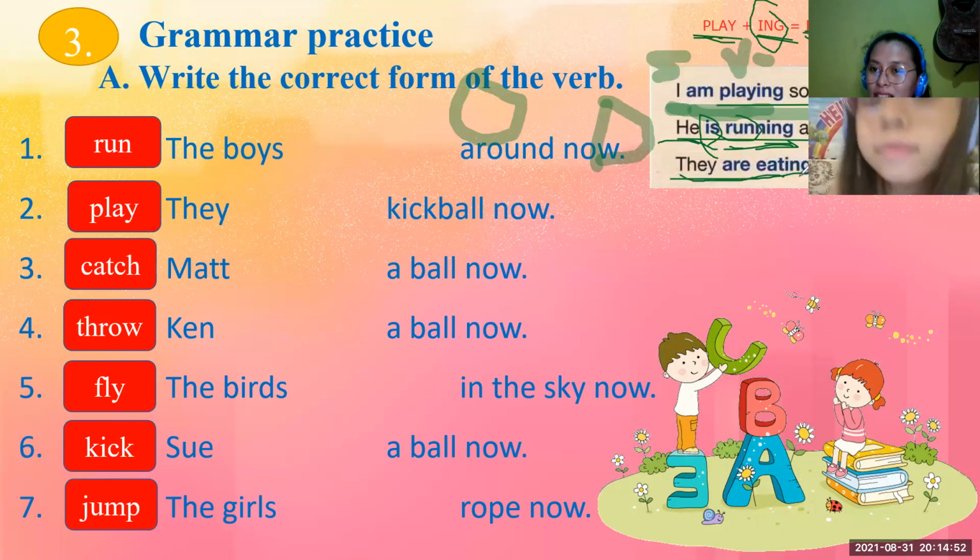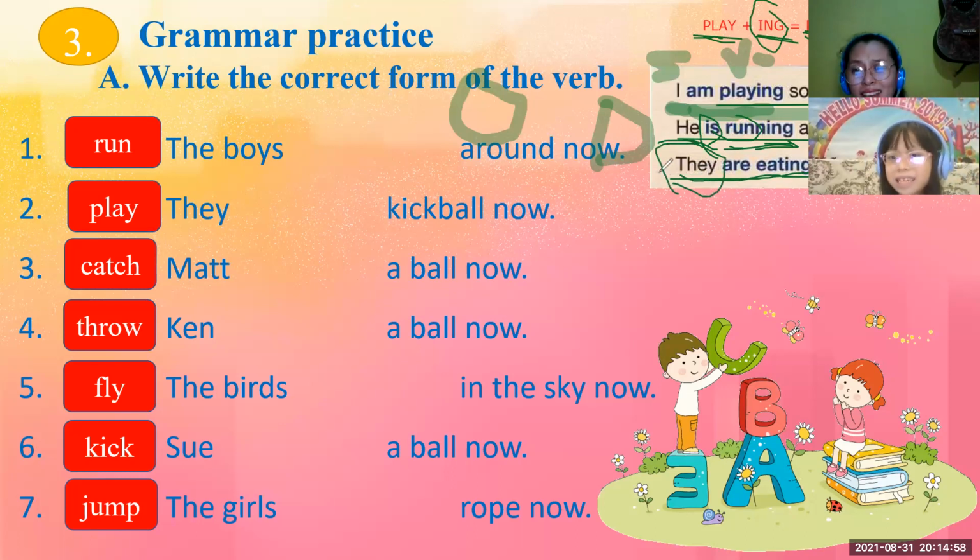They are eating pizza now. They, is it one or many? Many. If it's many, we will use are. If one, we will use is. And if many, we will use are. And then eat plus ing is eating. They are eating pizza now. Okay? Do you have any question about that?